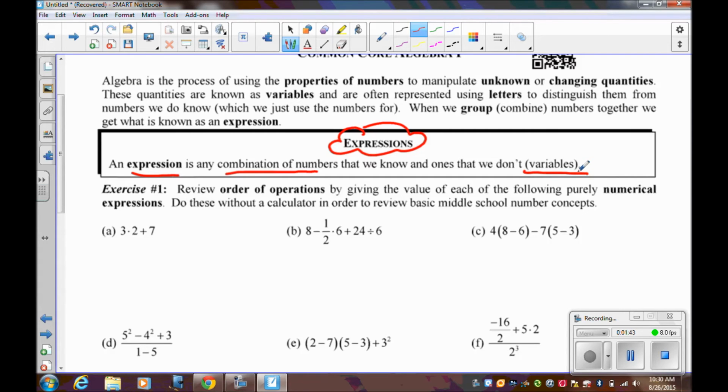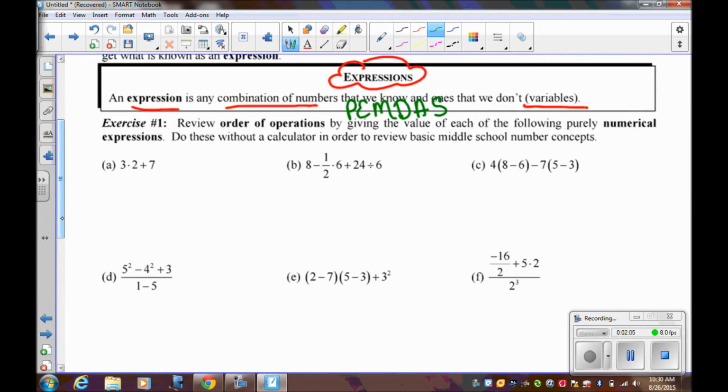So let's review the order of operations. It should come to mind, PEMDAS. Parentheses, exponents, multiplication, division, addition, subtraction. And do these without a calculator, in order to review those basic middle school concepts, meaning the stuff that you did in 6th and 7th grade. So that first one, multiplication and addition, I'm going to say is 6 plus 7, which gives me a final answer of 13.